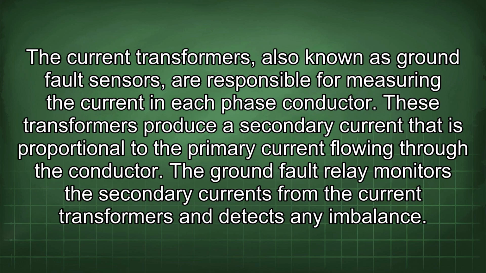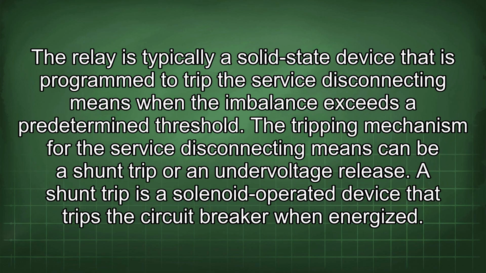The ground fault relay monitors the secondary currents from the current transformers and detects any imbalance. The relay is typically a solid-state device that is programmed to trip the service disconnecting means when the imbalance exceeds a predetermined threshold. The tripping mechanism for the service disconnecting means can be a shunt trip or an undervoltage release.